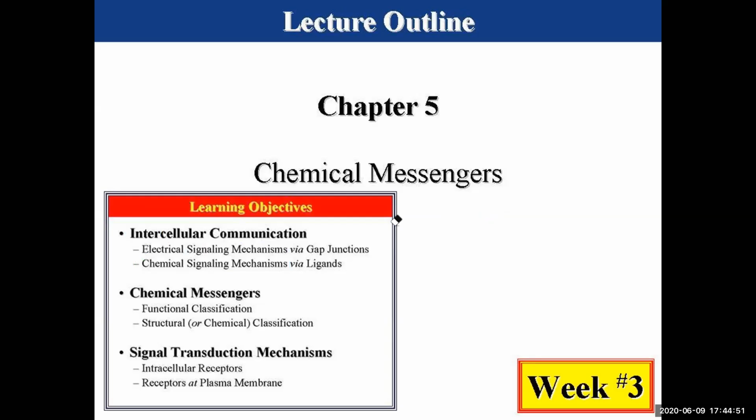Once we've defined that, we're going to go over specific types of chemical messenger. When we talk about chemical messengers, we can classify them in two ways. We can classify them based on their function, so we call it functional classification. Or we can classify them based on the way they look, so based on their structure: structural classification, or chemical classification.